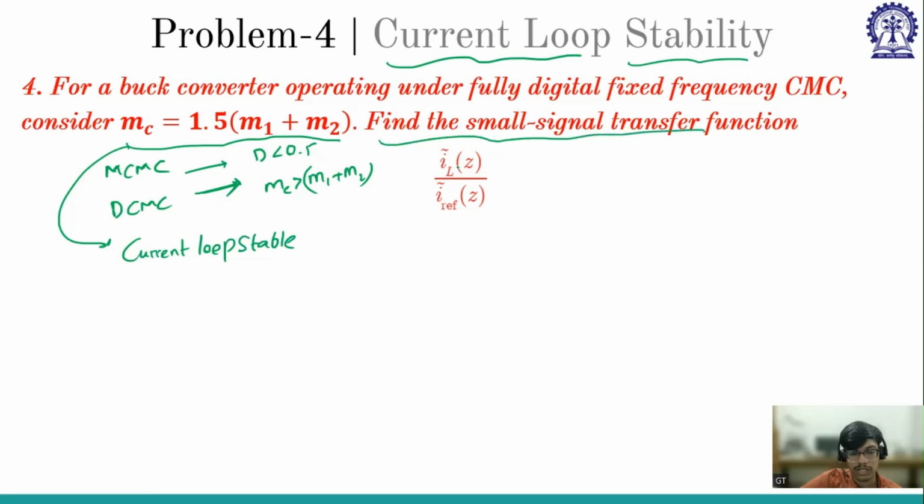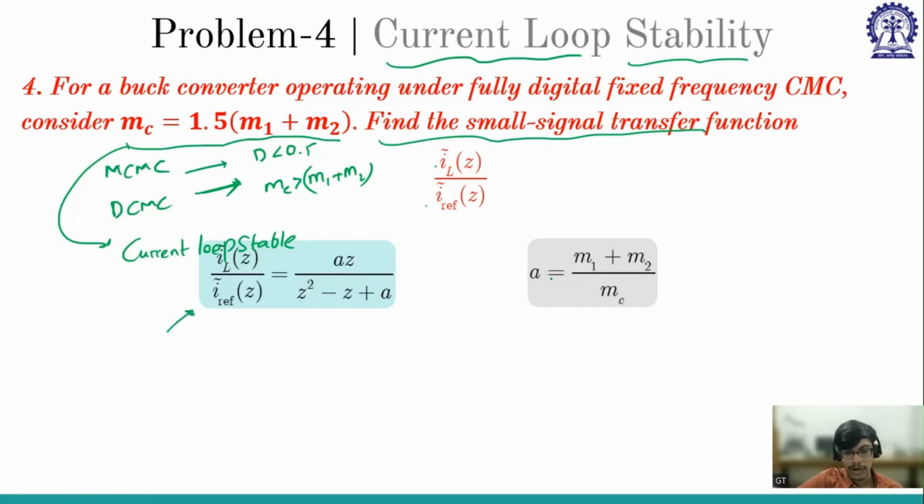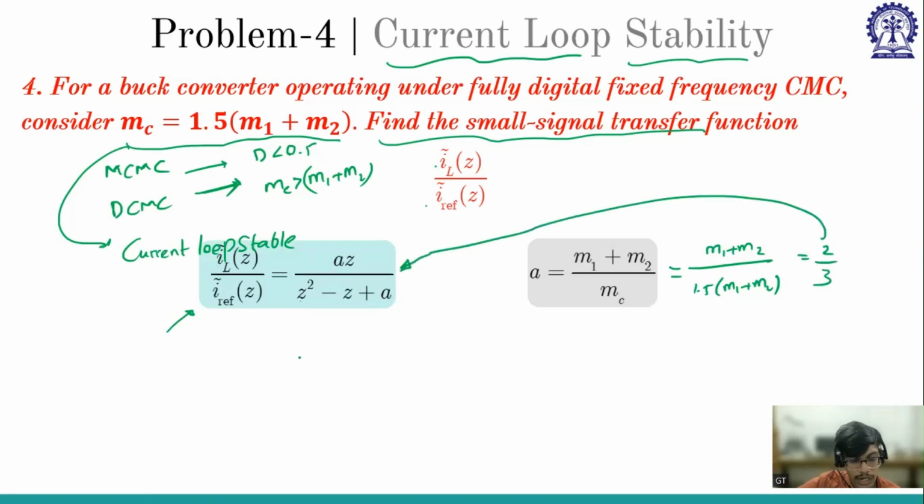I have asked to find the small signal transfer function of IL perturb by I reference perturb. In our lecture, I have derived this, right? Az by z square minus z plus a is IL perturb by I reference perturb. So if you want to go back, you can go back. There I have derived this, and I have defined A to be M1 plus M2 by MC. Now I have given what MC is, 1.5 times M1 plus M2. So if I substitute that, M1 plus M2 by 1.5 times M1 plus M2, I'll get A to be 2 by 3. You substitute that back here, so I'll get 2 by 3z by z square minus z plus 2 by 3. Understood? Until this point, how am I getting this?